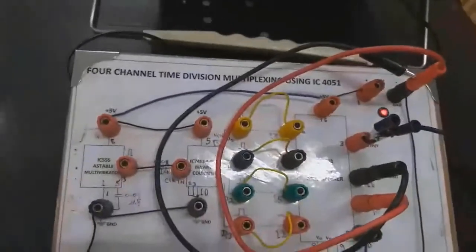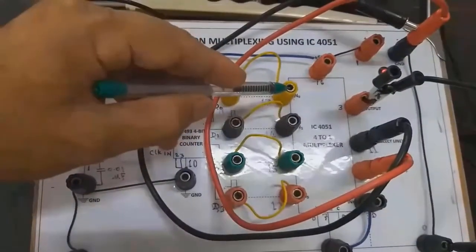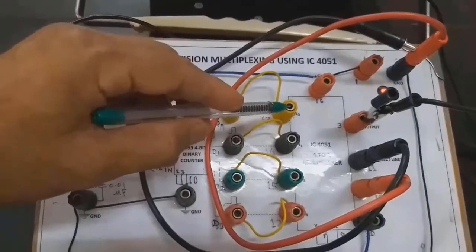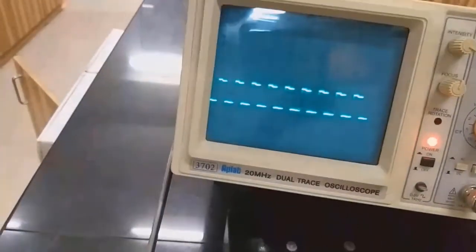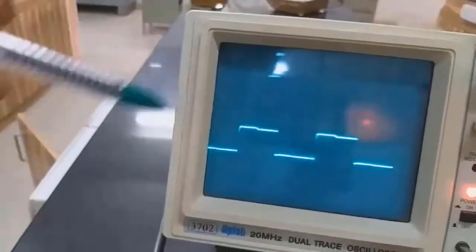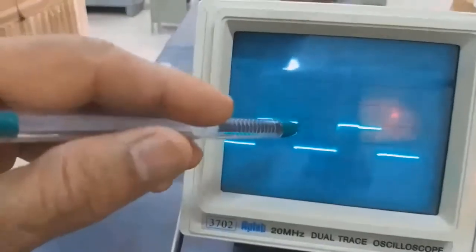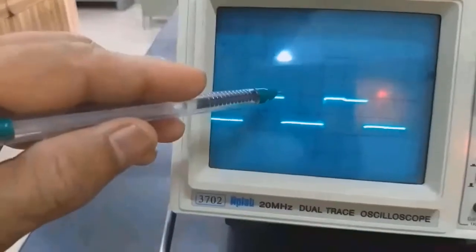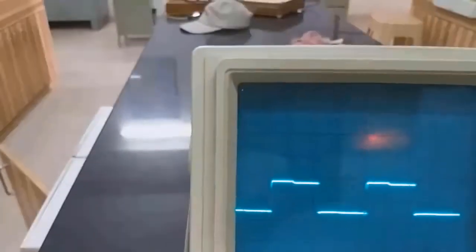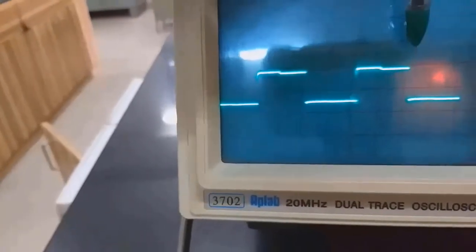So at this time the first input signal of frequency 5 kHz will get selected and will appear at the output, and now we will confirm whether it is a 5 kHz signal or not. We have to measure the period of this signal on CRO. Now see here, we have to measure the period on this screen of the CRO. The distance between two similar points of the square waveform will give you the period. So what is the distance between these 2 points?